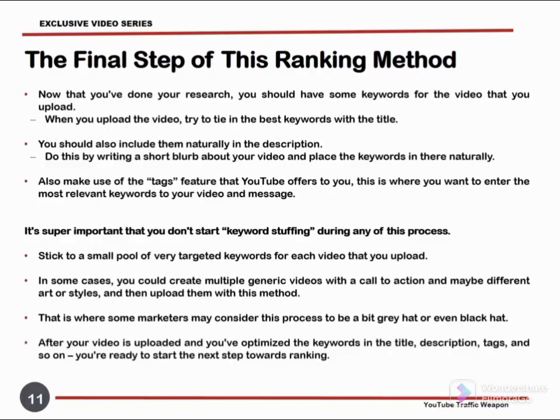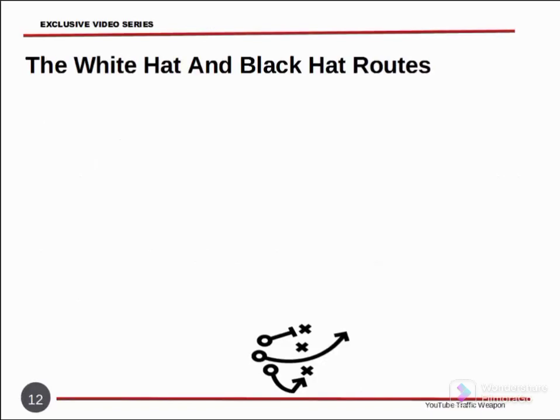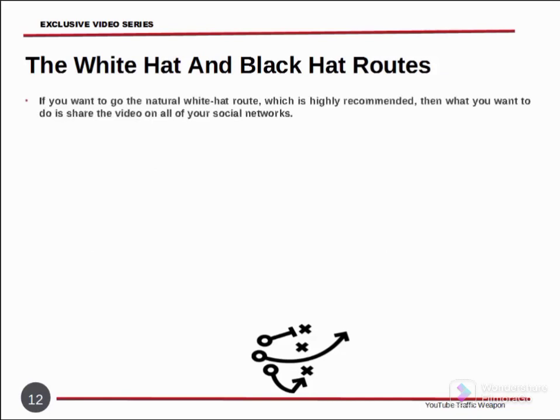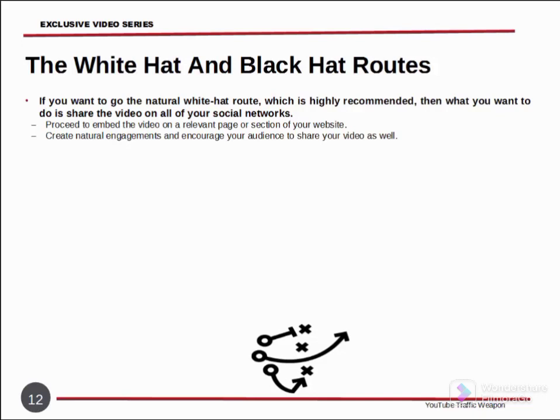After your video is uploaded and you've optimized the keywords in the title, description, tags, and so on, you're ready to start the next step towards ranking. If you want to go the natural white hat route, which is highly recommended, then what you want to do is share the video on all of your social networks. Proceed to embed the video on a relevant page or section of your website. Create natural engagements and encourage your audience to share your video as well. Patience is the most important factor with this part.